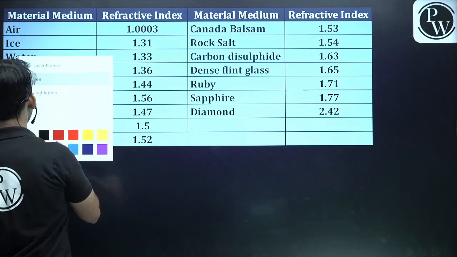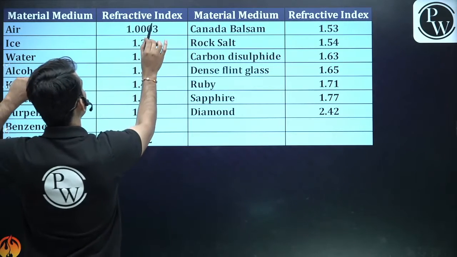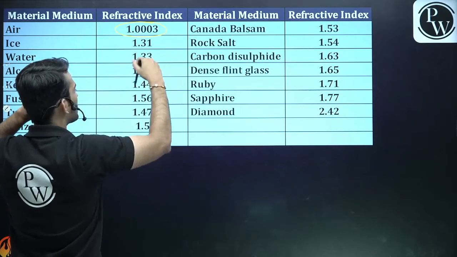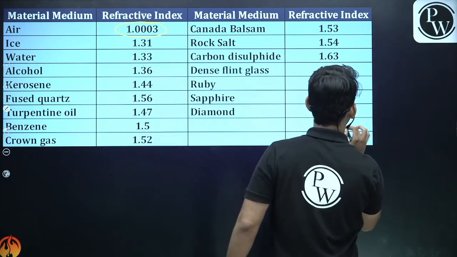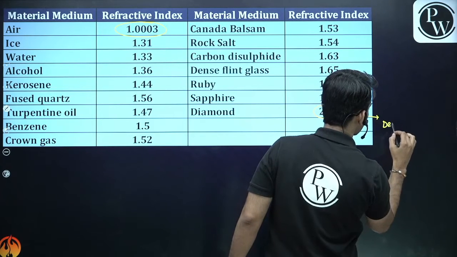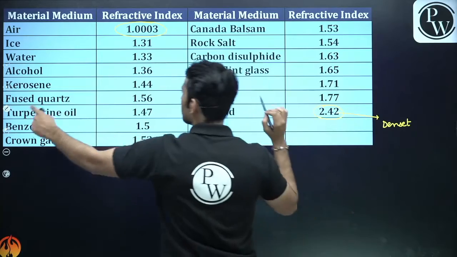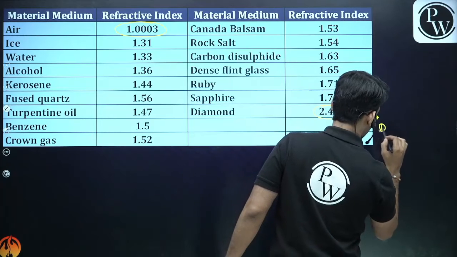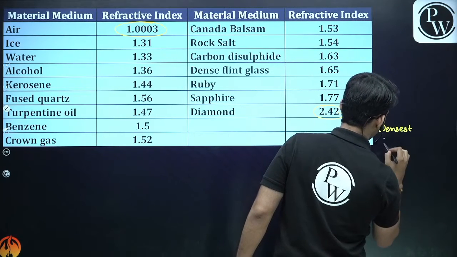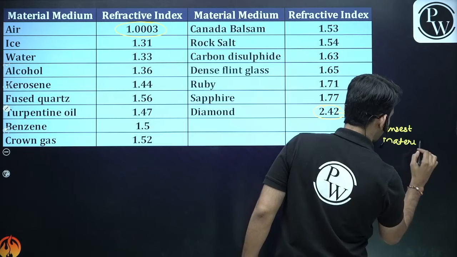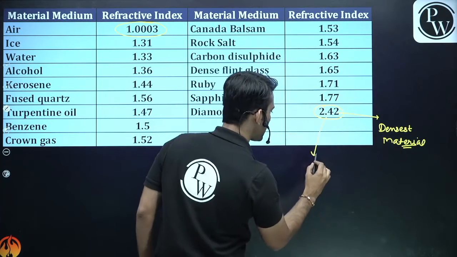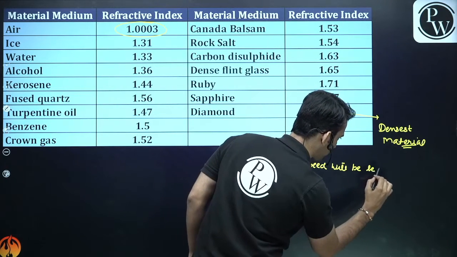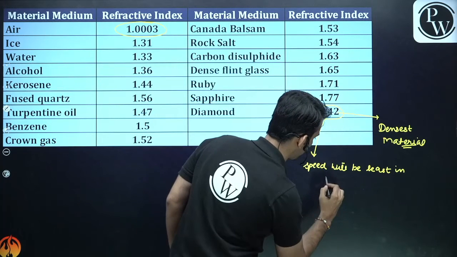Clear? So guys, the refractive index of various mediums is shown. You can see air has a refractive index of nearly 1, the minimum refractive index. But you can see diamond has the maximum refractive index because diamond is the densest material. So my bad, diamond is the densest material, guys. It has the maximum refractive index. So the speed of light will be least in diamond, out of all these.